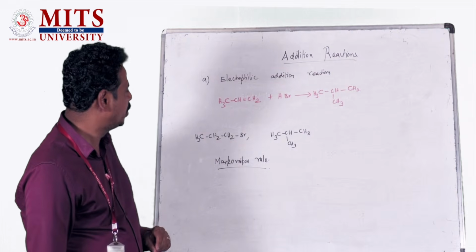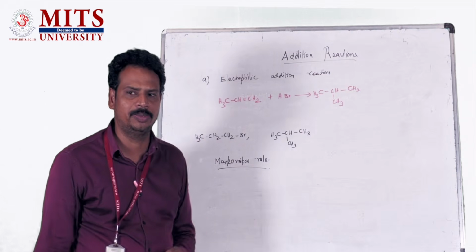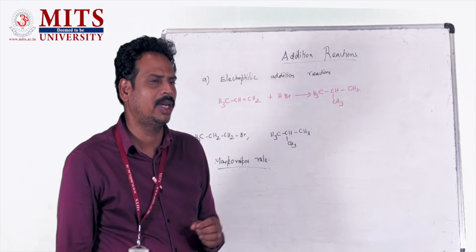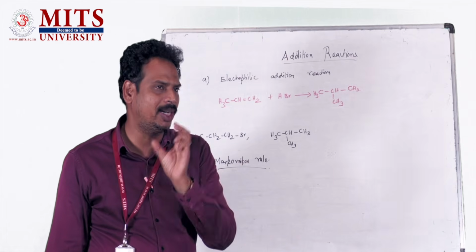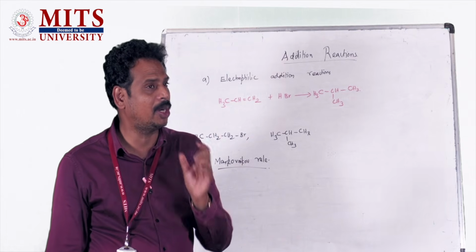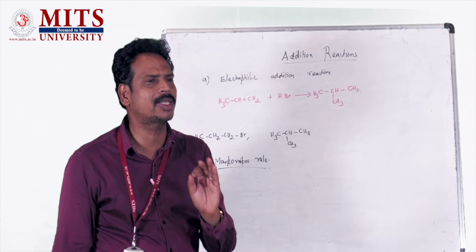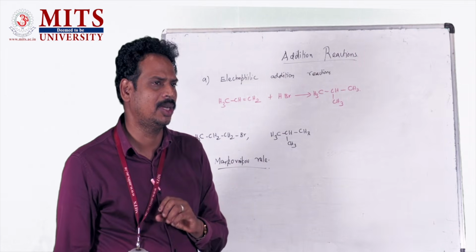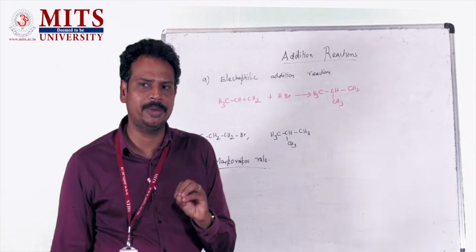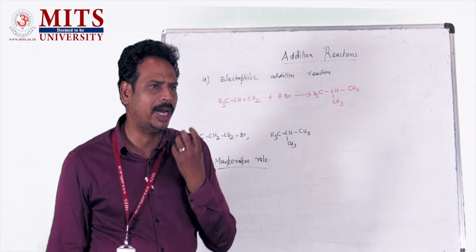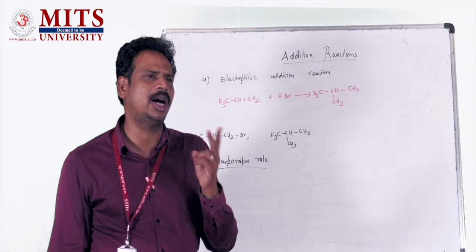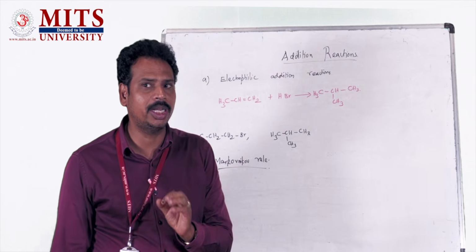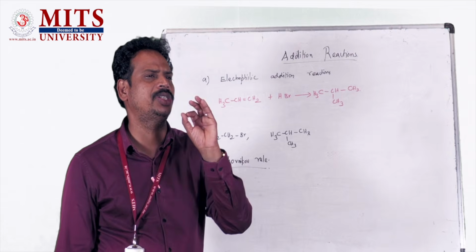Okay, so what does the rule talk about? The negative part of the addendum adds to the carbon which contains less number of hydrogen atoms. That is the main thing. So, the Markovnikov rule, I repeat again: the negative part of the addendum adds to the carbon which contains less number of hydrogen atoms.